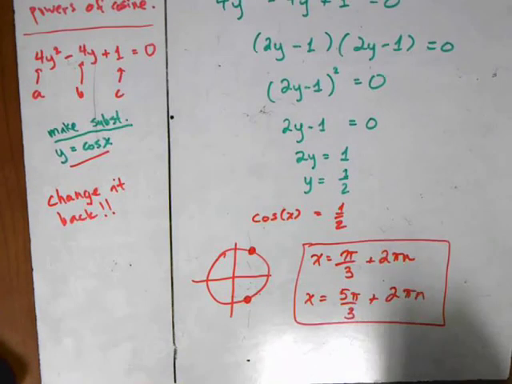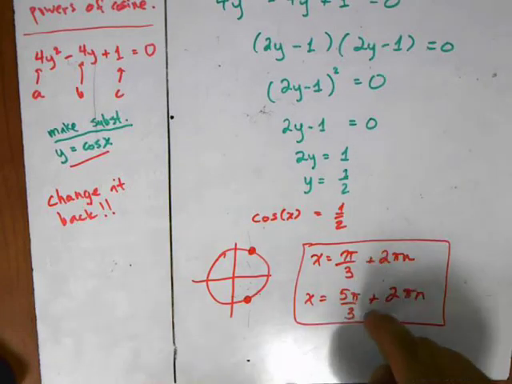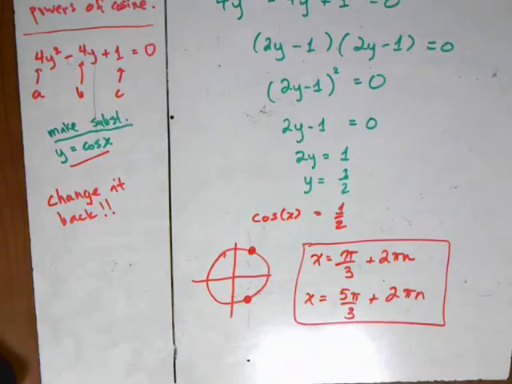And here you have, again, infinitely many solutions, but they are basically two forms. One of them is going to have pi over 3 in them. The other is going to have 5 pi over 3 in them.